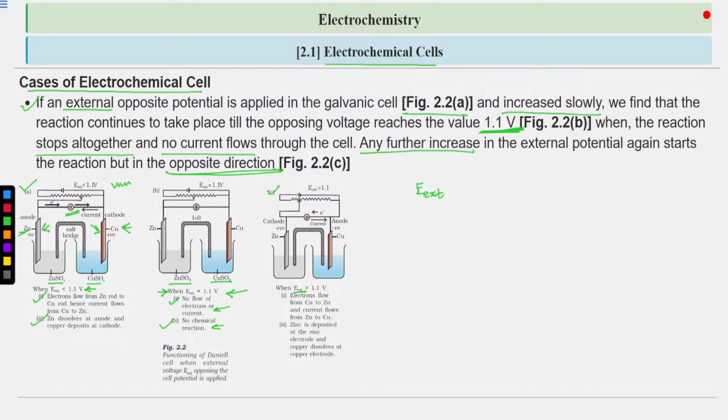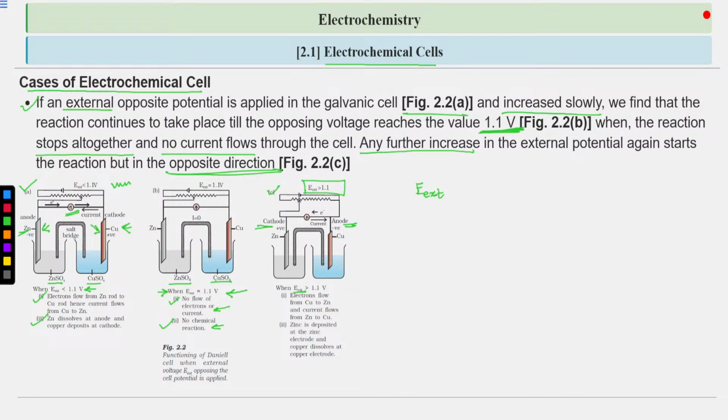So the C part is this. Similar structure: the zinc sulfate and the copper sulfate, the zinc electrode and the copper electrode, the salt bridge, the current is flowing from cathode to the anode. Now this time the zinc becomes the cathode because the reaction is reversed, and the copper becomes the anode, and the current is flowing from cathode to the anode. Okay, and the electron is flowing from anode to the cathode. This happens when the external potential is greater than 1.1 volt.